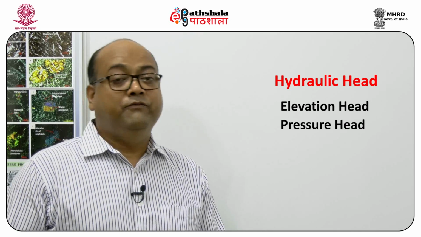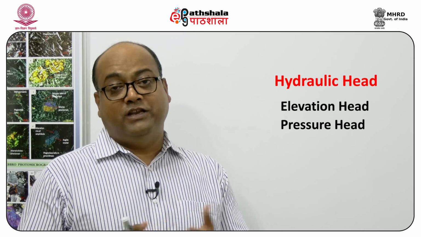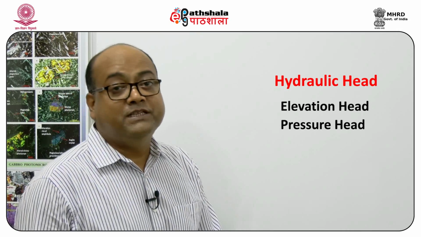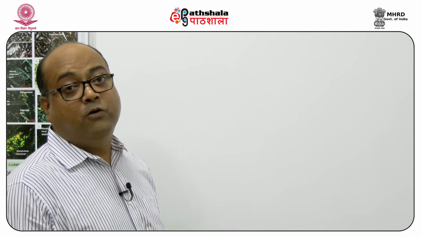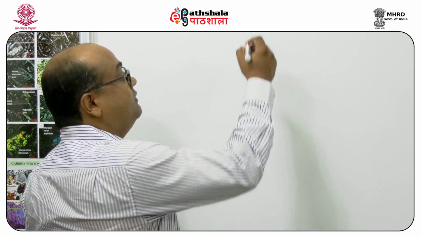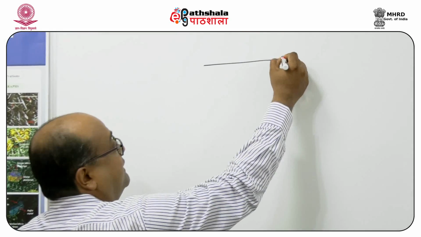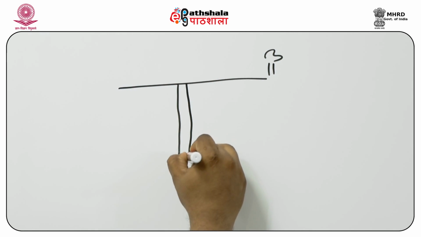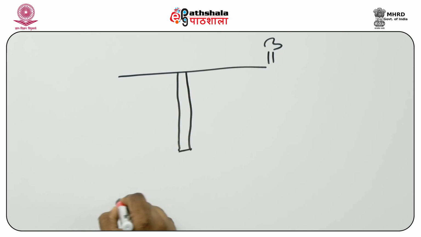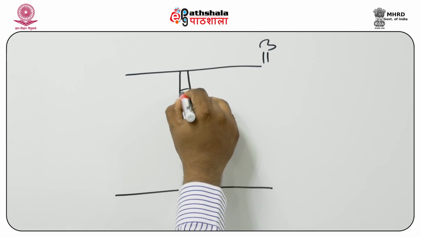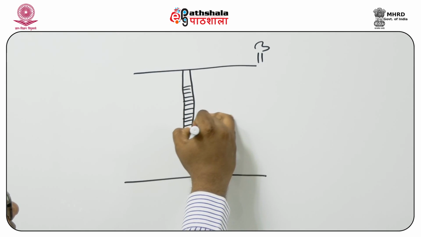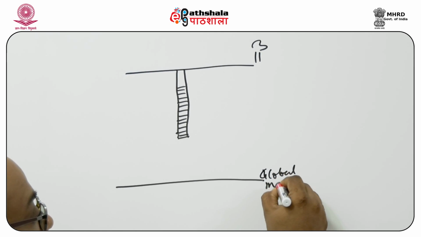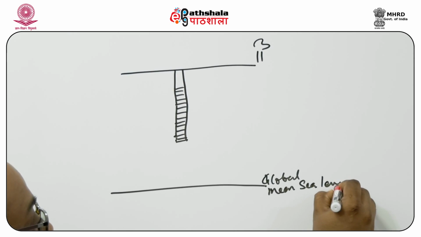But in the field, when we go to make measurements of hydraulic head, which is a very common practice, what we look at, if we can very simplistically draw a diagram of a well or a groundwater well, is this. If this is my surface or the earth surface, and this is a well which has been drilled, and here this is the level at which water stands in the well. This is my datum, which is the global mean sea level.